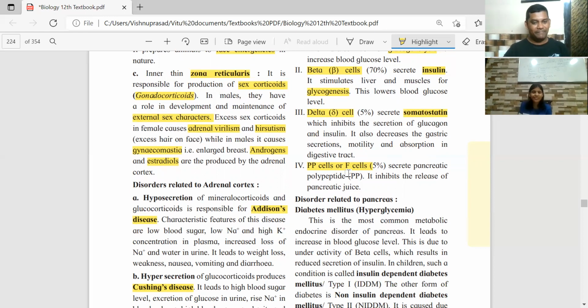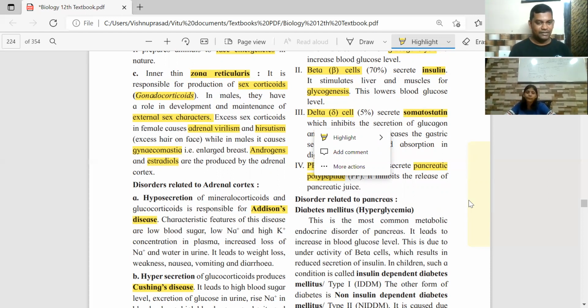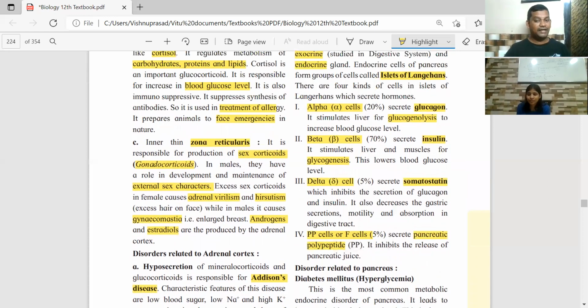They produce PP, which means pancreatic polypeptide. That is what they are secreting. So during digestion, pancreatic juice is produced into the duodenum. This hormone inhibits that. So in the endocrine part of the pancreas, in the islets of Langerhans, there are these 4 types of cells present. Is it clear?